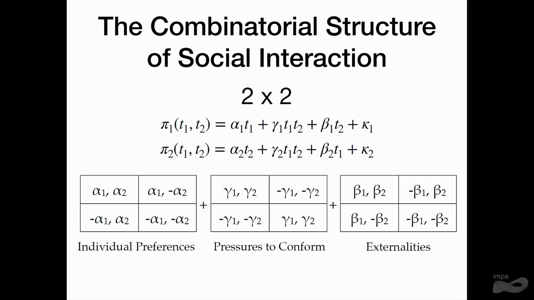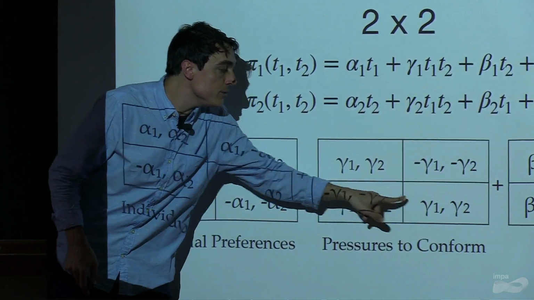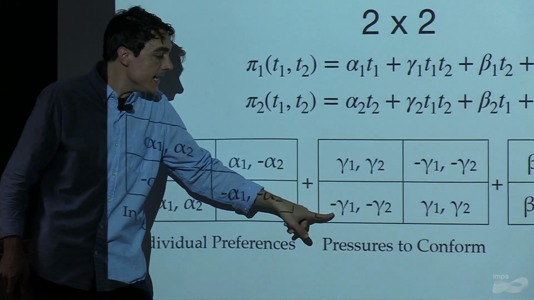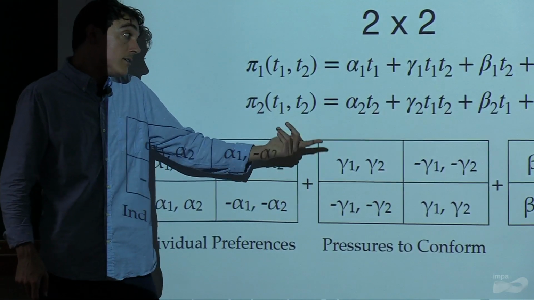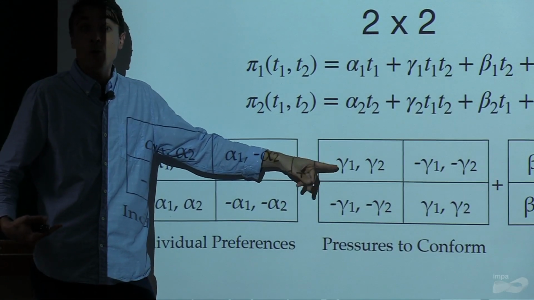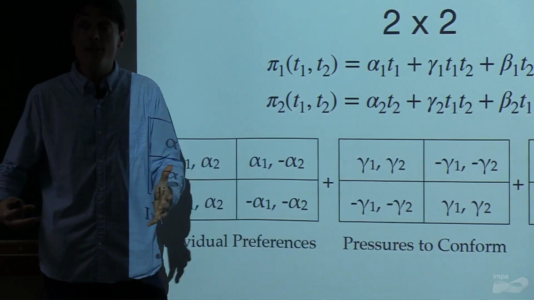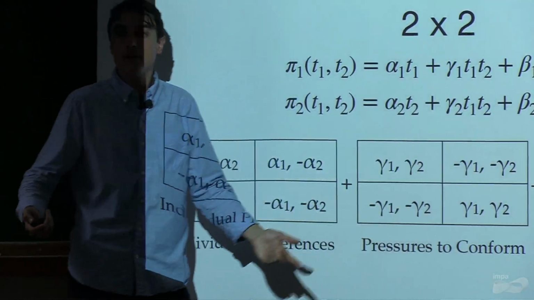If my gamma 1 is positive, then I get a positive payoff when I do the same thing you do. But I get a negative payoff when I do something different. Alternatively, if my gamma 1 were negative, then I would want to do something different from you. And my positive payoffs would be exactly when I did the different things.